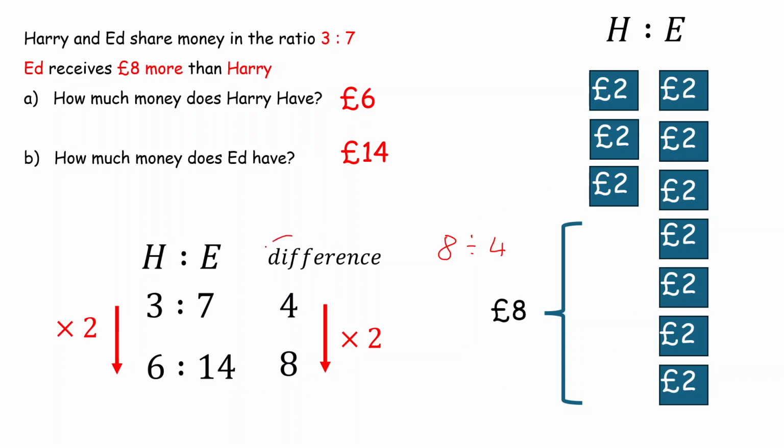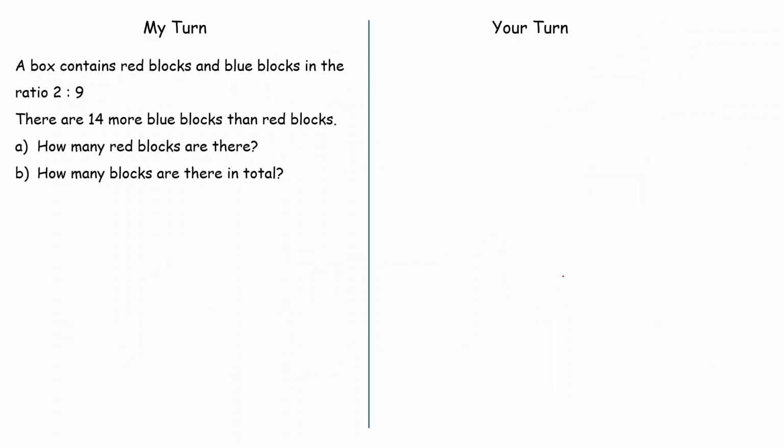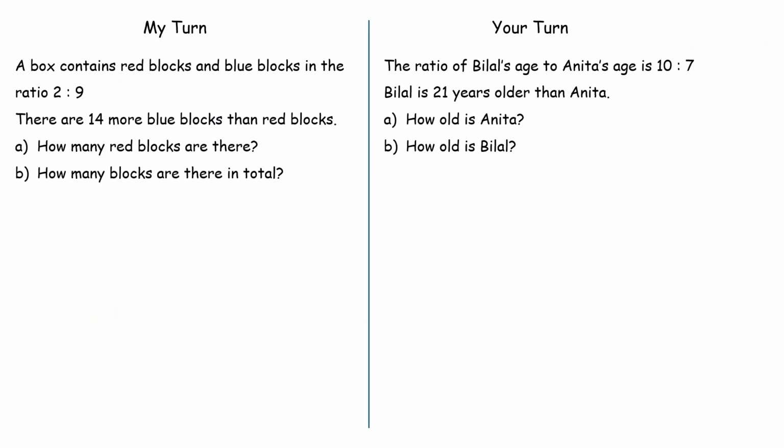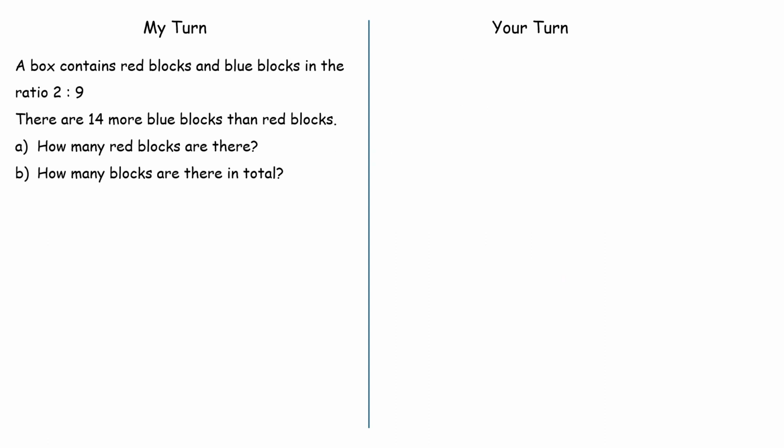So this time, this is not the total column, it is the difference column. So the difference between 7 take away 3 gives you 4. And there you go. You can see that Harry gets £6 and Ed gets £14. So hopefully that gave you a good visual understanding of what goes on when you have the difference, like when you've got more. More means there's a difference going on there. So now let's look at some questions. A couple of just one my turn, your turn, and that's going to be it for this video.